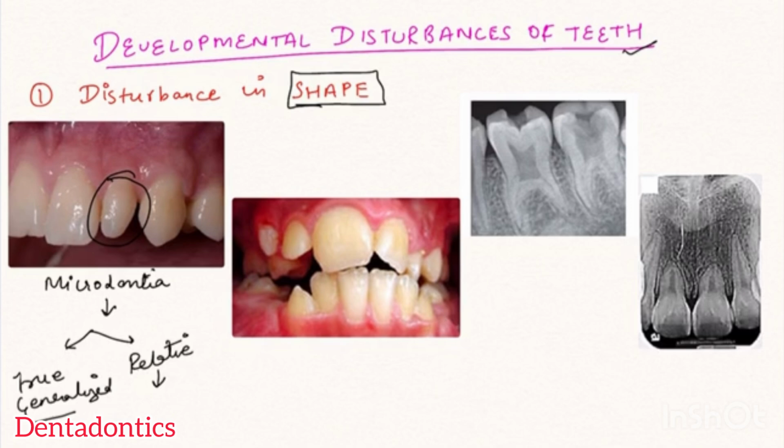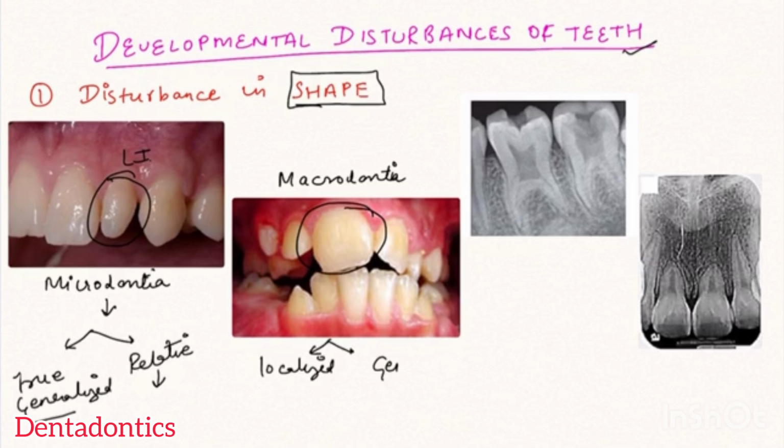Then coming to macrodontia, as you can see in this picture, the tooth is larger in shape as compared to the other teeth. It can also be classified into localized and generalized. Localized is when only one tooth is involved, and generalized is when all the teeth are larger in size. The most common condition is pituitary gigantism. It is also known as megadontia.